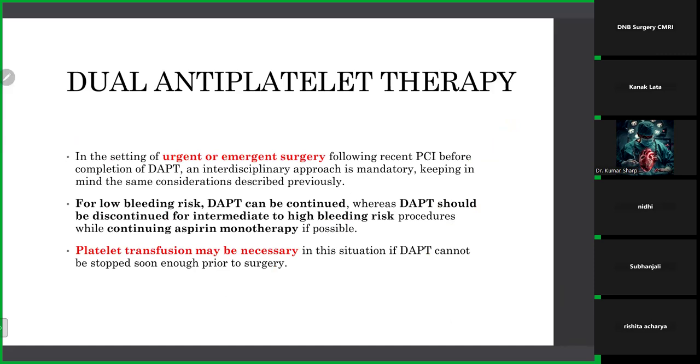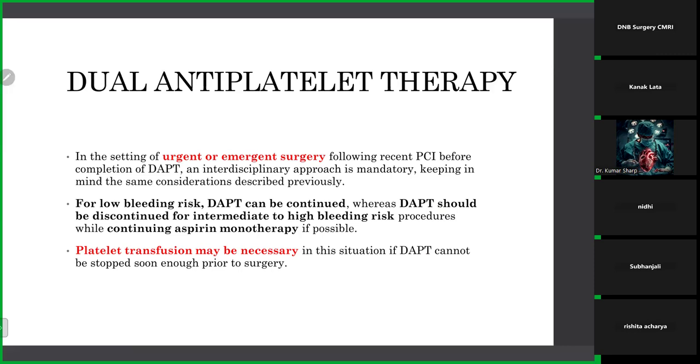Yes, sir. Bridging therapy, actually, is not advised for antiplatelet agents. Sharp has told very correctly. But if there is a high risk of thrombosis and you want to do a surgery, it's advised that you bridge it with aspirin. You can continue aspirin up to 75 milligram orally, perioperatively safely. That is one of the oral bridging therapies.